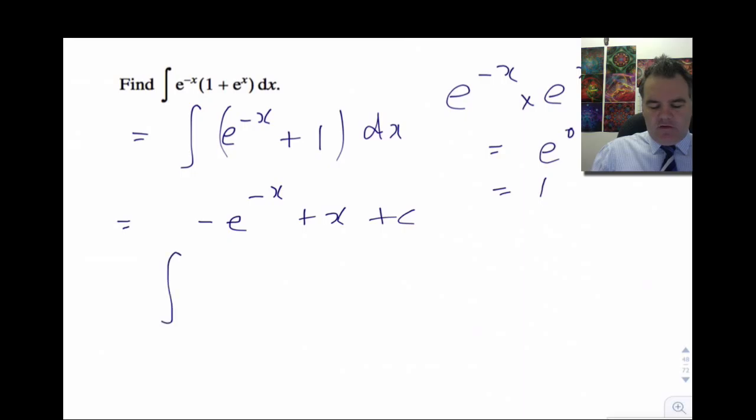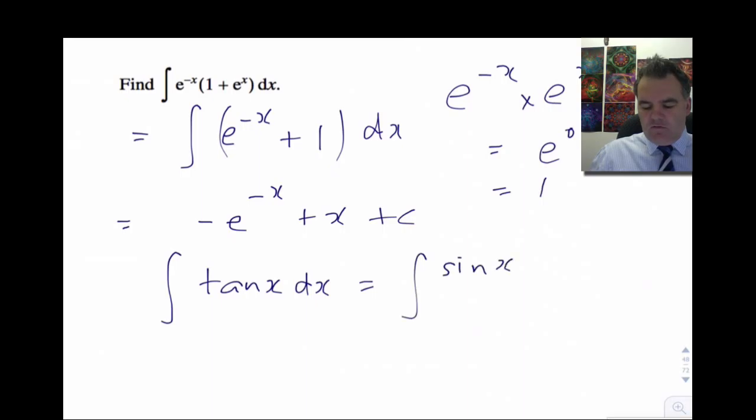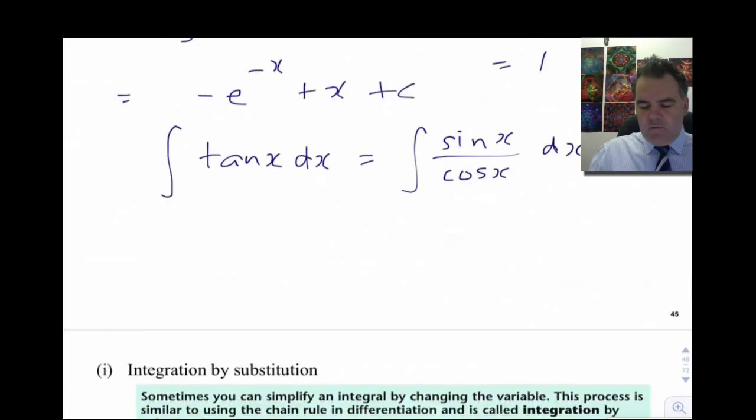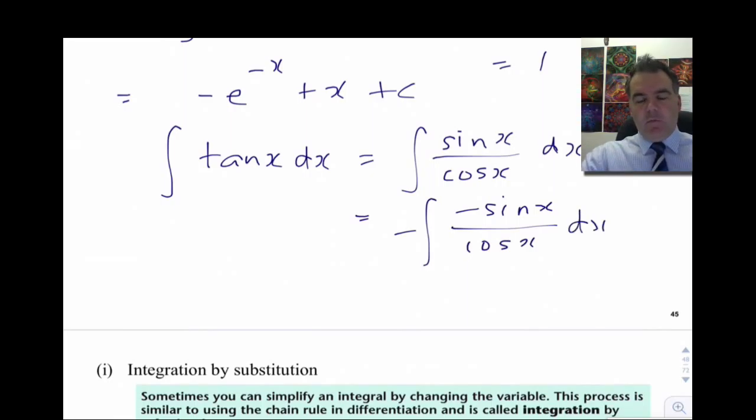Another one that doesn't look like this is if we do the integral of tan x, which is sin x over cos x. Remember I said we want to have it in that form, derivative over original, so that is the form that we want. I adjust it by putting a negative at the front, and now that's the form we want. The derivative of the bottom divided by the bottom line. So negative ln |cos x| plus c is the integral of tan x.